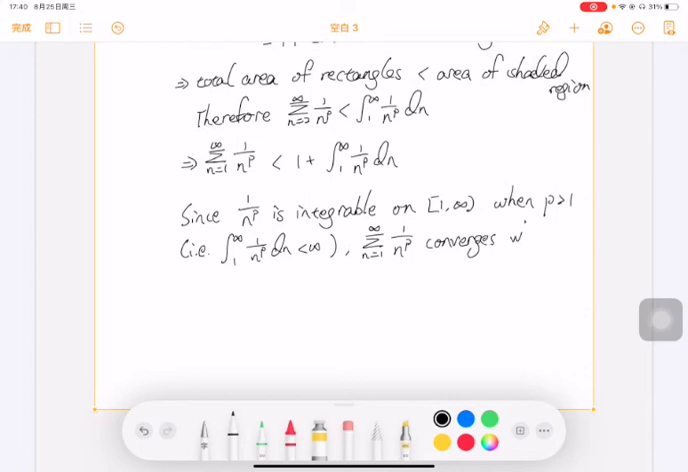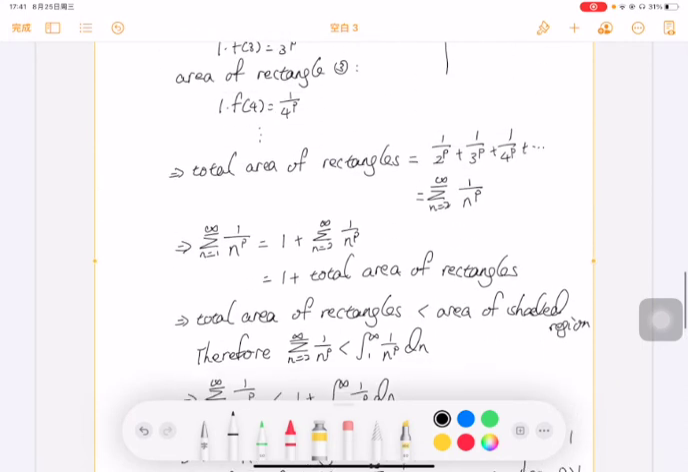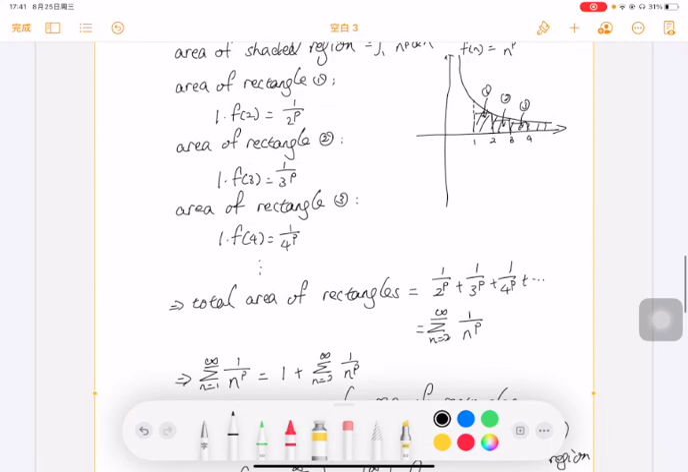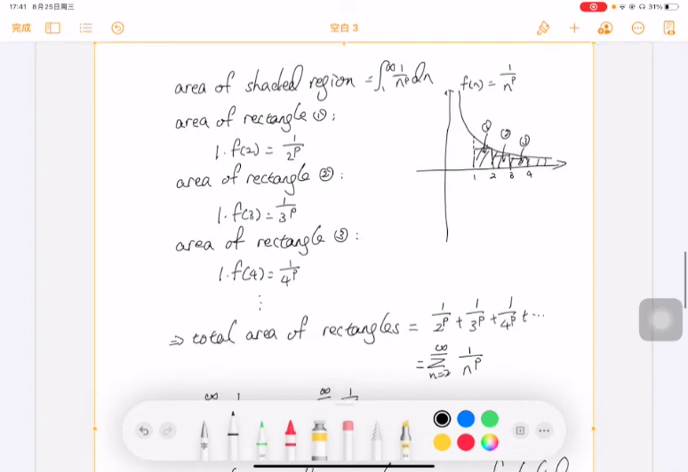Converges when p is larger than 1. Okay, and that concludes the proof. I think it's a very beautiful proof because we represent the integral and the infinite series with areas of rectangles and an area underneath a curve, and we compare these areas visually.